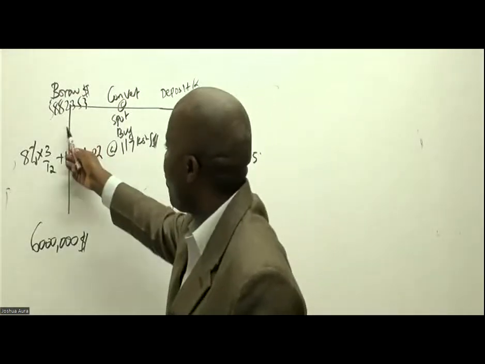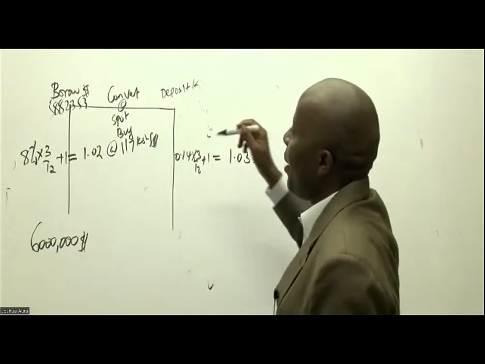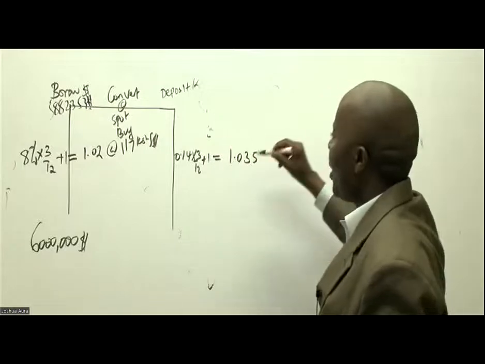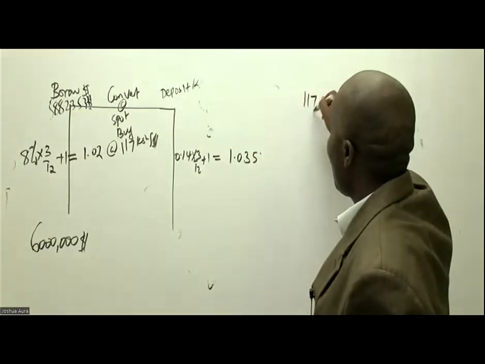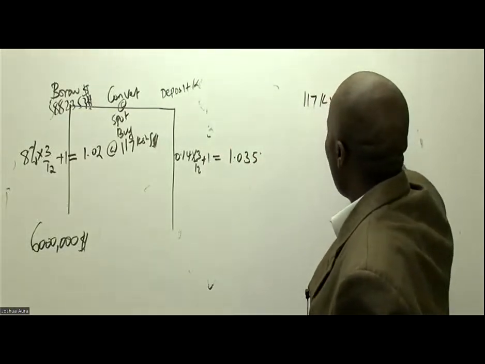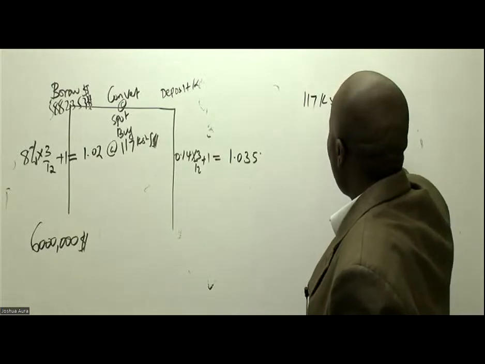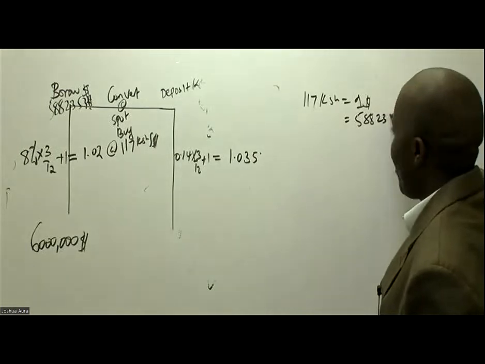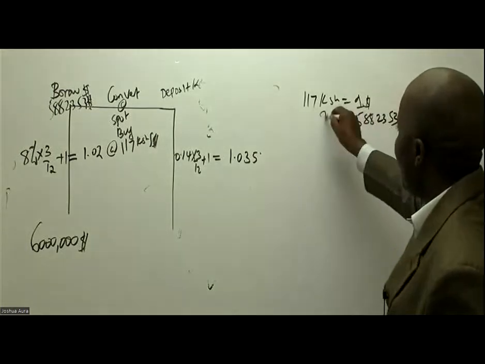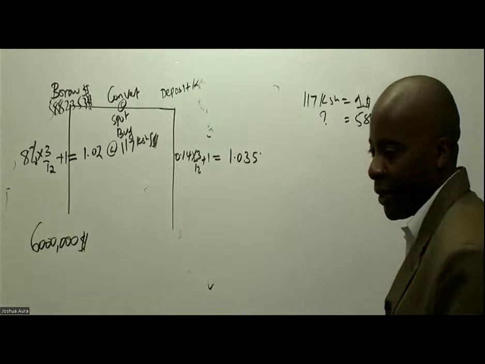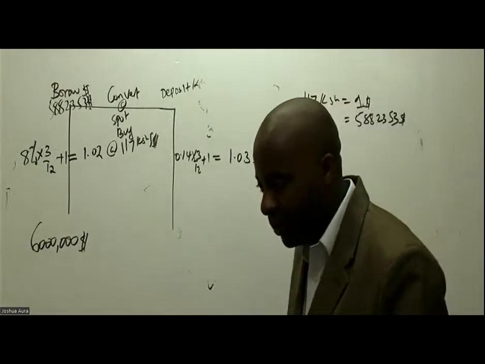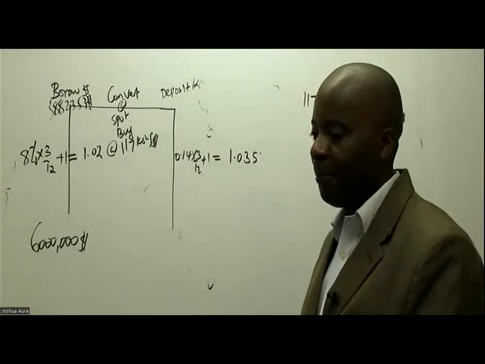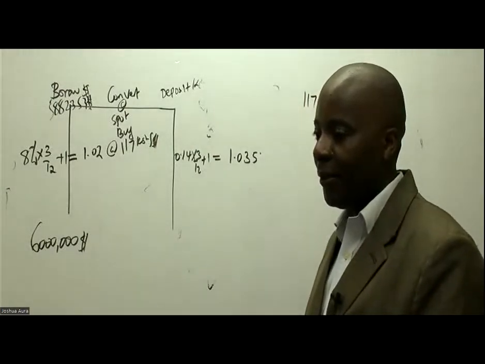So now from here to here, I can see an exchange rate. Remember, these are still dollars. So in between there, I can see an exchange. So go ahead and exchange. 117 Kenya shillings equals $1. How about $588,2353? Please give me this answer.